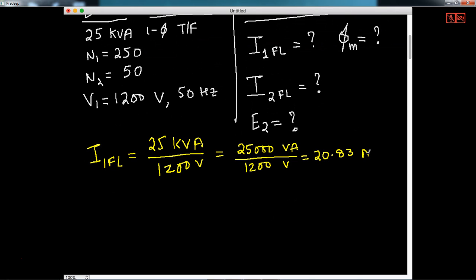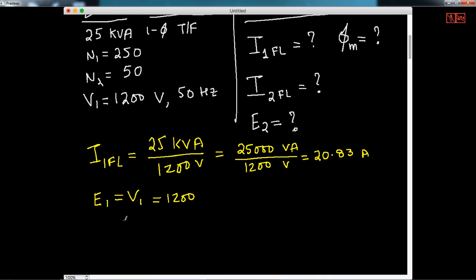Now how to get the full load secondary current? For that, first you should find what is E2. In this case, because there are no voltage drops, I can say E1 is equal to V1. Normally E1 is not equal to V1. There will be a difference, but for the time being, resistance and the reactance are not given. So assuming that E1 equals V1 equals 1200.